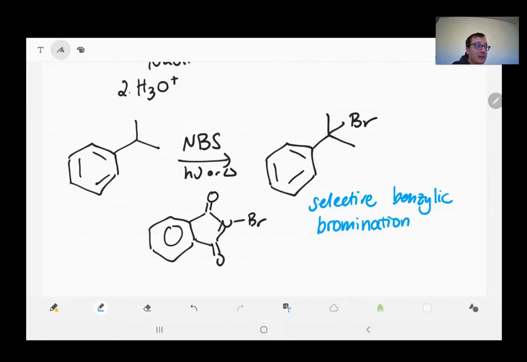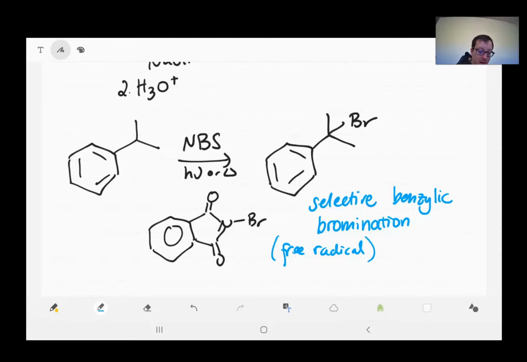If you have allylic things, it will probably brominate those as well, so just be aware of that. It does brominate allylic or benzylic positions, but it won't brominate any other, it's not going to put it on a random tertiary carbon somewhere. So it has to be a benzylic one. This is through a free radical mechanism, but we don't need to go over it. So that's one.